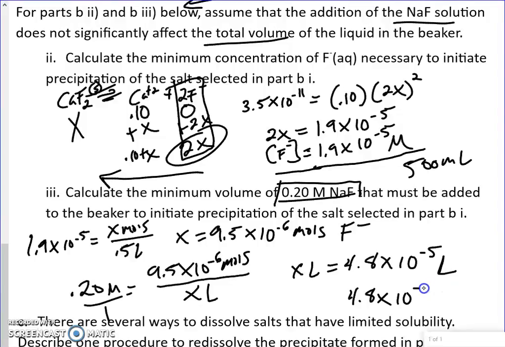just think about the math. 10 to the negative second milliliters, because you divide by 1,000. So again, this is why the 500 milliliters compared to the 4.8 times 10 to the negative second, or 0.048 milliliters, that are being added is essentially still 500 milliliters, but they're still wanting to know how much we're actually adding before we see that precipitation form. So there we go.